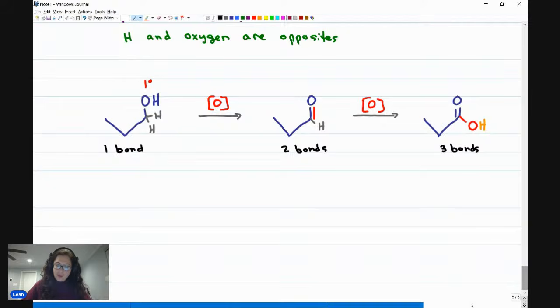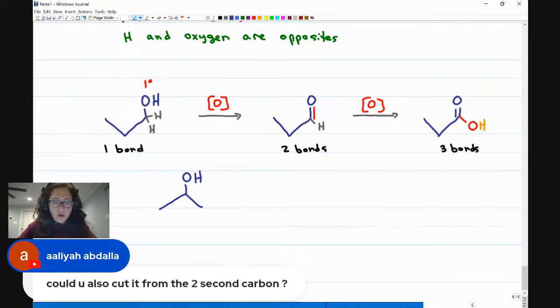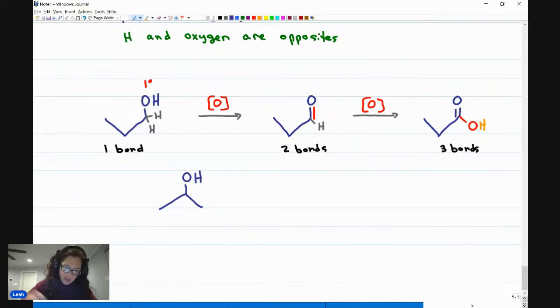If I start with a secondary alcohol, then the reaction is going to be very similar, except I can't go all the way. So let's take a look. But first we have a question. Can you also cut it from the second carbon? I'm not sure I understand. Are you asking if I can take a hydrogen from here and put an alcohol there? That would be a very different reaction.